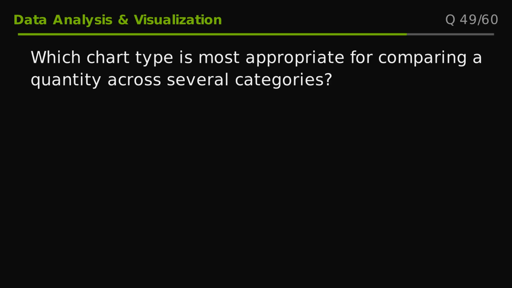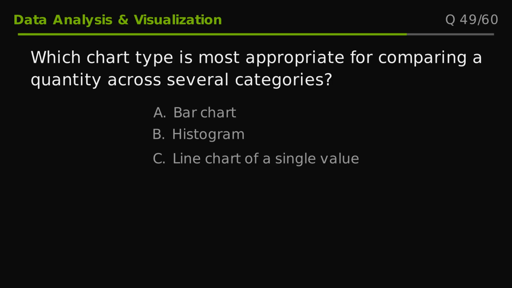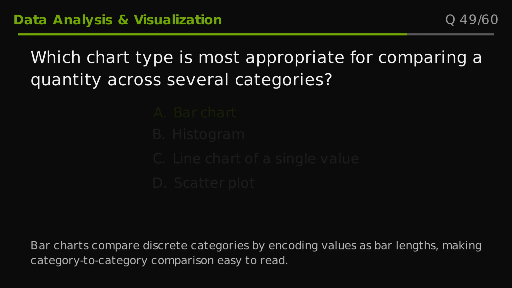Question 49. Which chart type is most appropriate for comparing a quantity across several categories? Option A. Bar chart. Option B. Histogram. Option C. Line chart of a single value. Option D. Scatter plot. The correct answer is A. Bar charts compare discrete categories by encoding values as bar lengths, making category to category comparison easy to read.